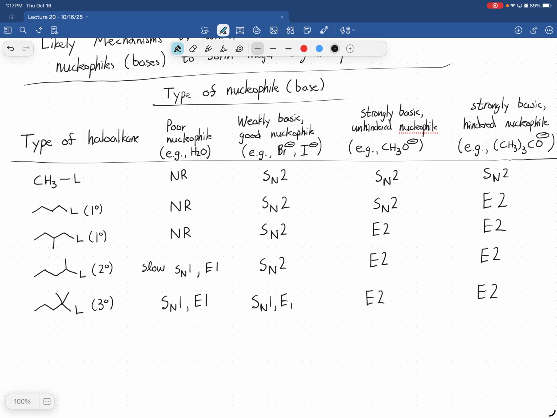Okay. So use this chart to help you do the next homework assignment and predict which mechanism it is. Okay? Are there any questions?